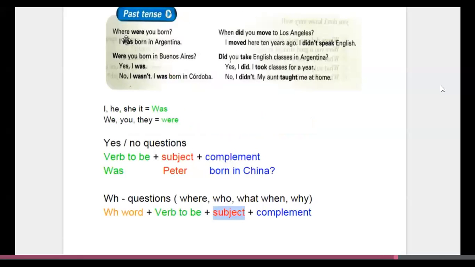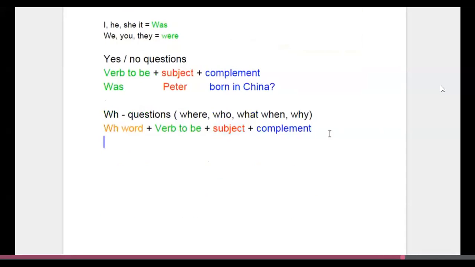So if we look at our example, where were you born, right? Let me write the same one there: where, the verb to be, and then this is going to follow the subject, and then whatever complement. And then we have ourselves a WH question. And WH question simply means information questions, if you will. Also, if you want to look at them that way.